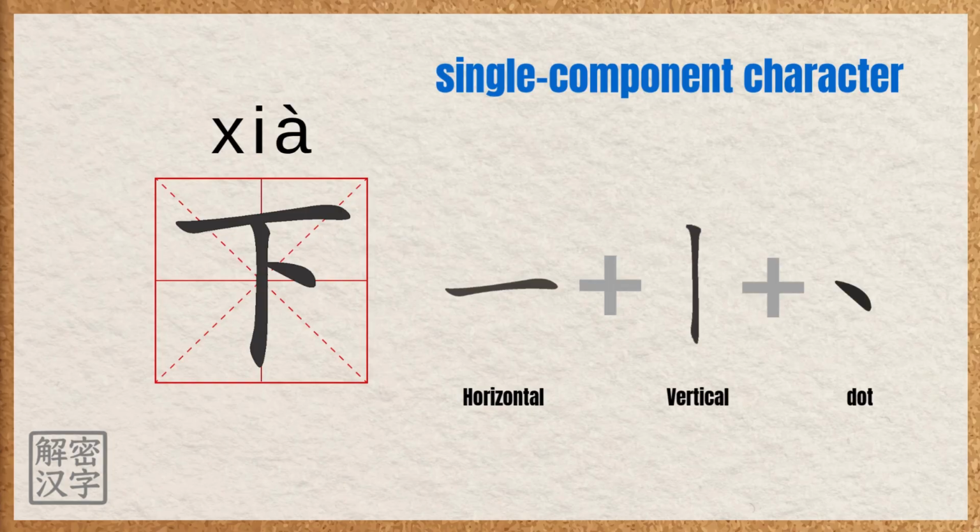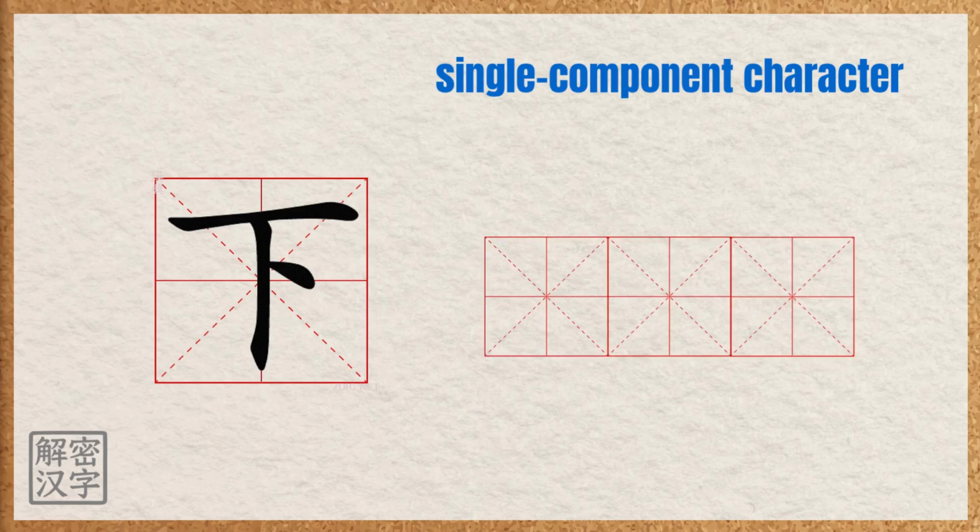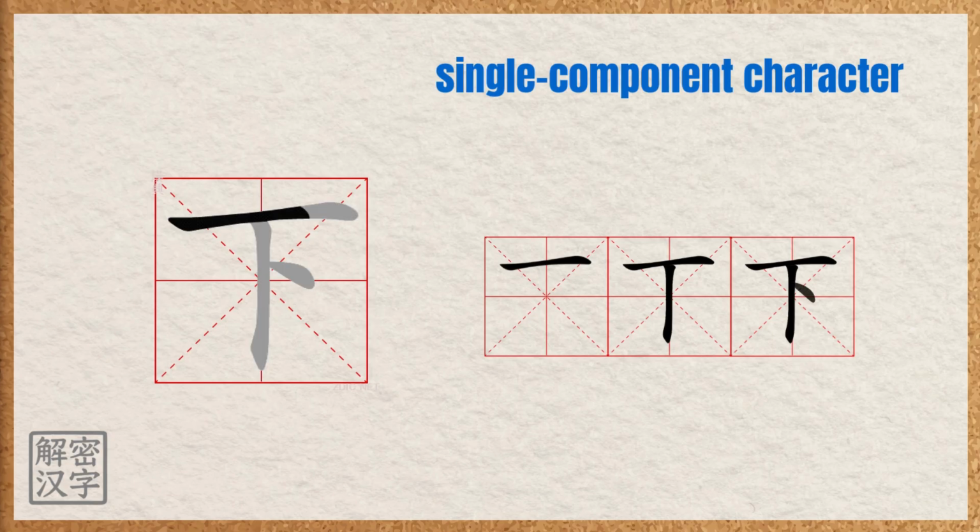and a dot. Pretty simple, right? Now, let's write it stroke by stroke. First, draw a long horizontal line near the top of the writing grid. Then, from the middle of that line, draw a long vertical stroke downward. Finally, add a small dot in the middle of the vertical stroke. It's written from the upper left to the lower right, not as a short horizontal line. There you go. Now you can write a perfect xia.